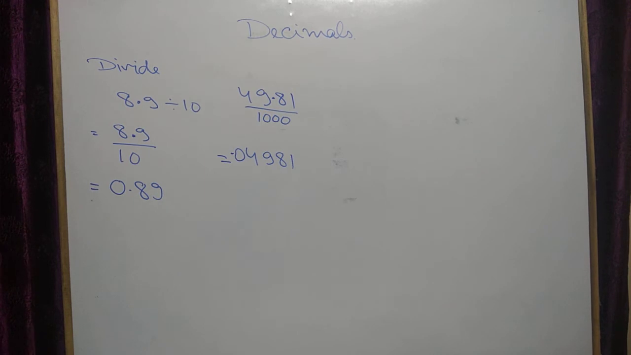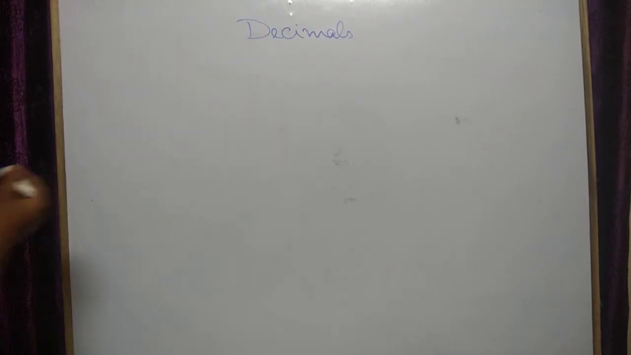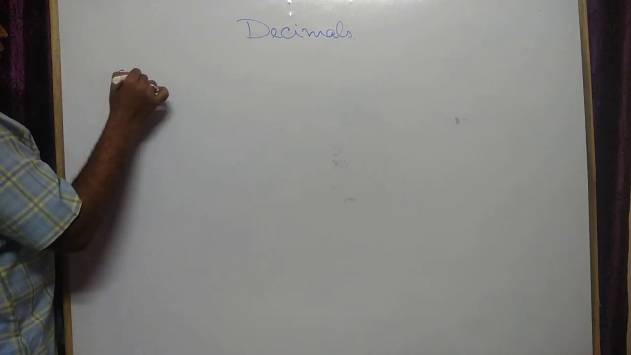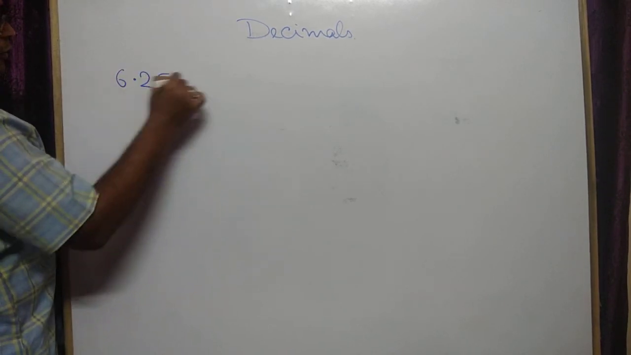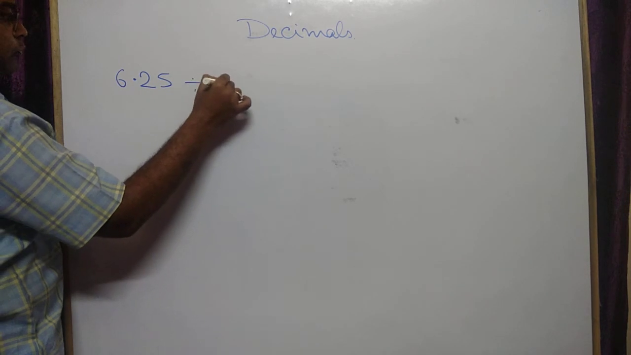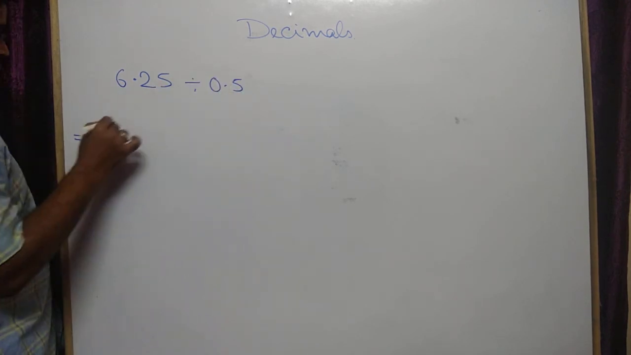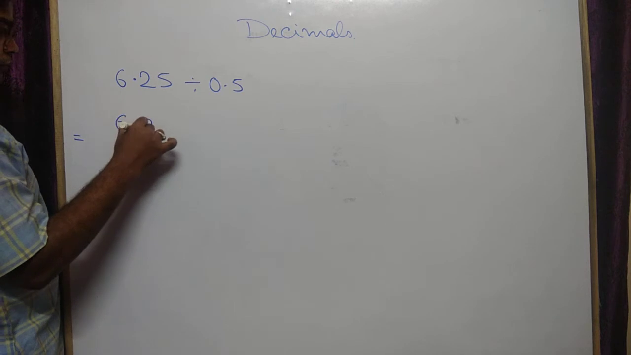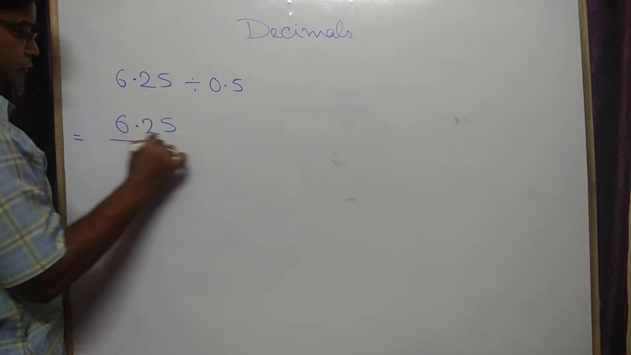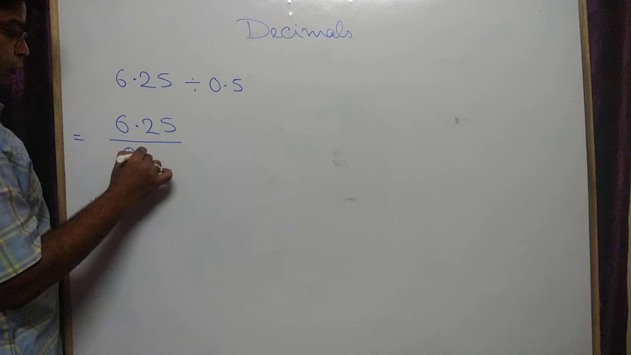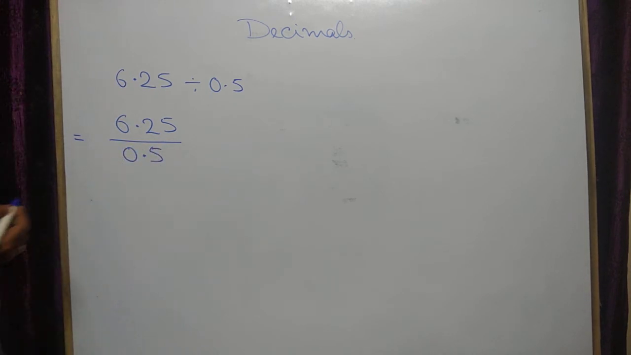Now, if 10 or a multiple of 10 is not given, then how do you divide? 6.25 divided by 0.5. How do we simplify this one? Easy. Numerator and denominator are not like decimals, so first we make them like decimals.